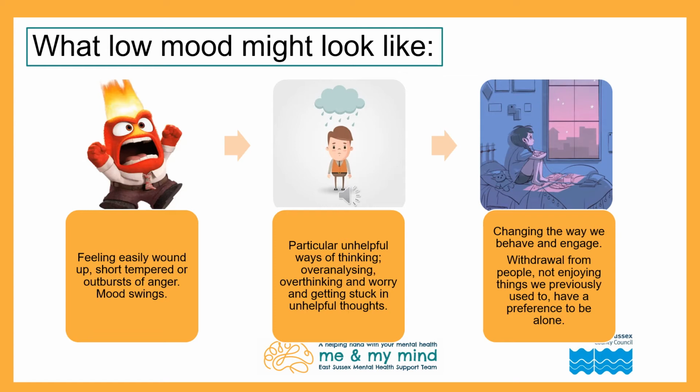It's important to remember that with low mood, sometimes this can present in different ways. It can be found that some young people are easily wound up and become more short-tempered or have outbursts of anger and mood swings if they're experiencing low mood. And you may also notice particularly negative ways of thinking. So seeing that your child overanalyzes, is always overthinking or worrying and becomes stuck in negative cycles of thinking, especially about themselves.